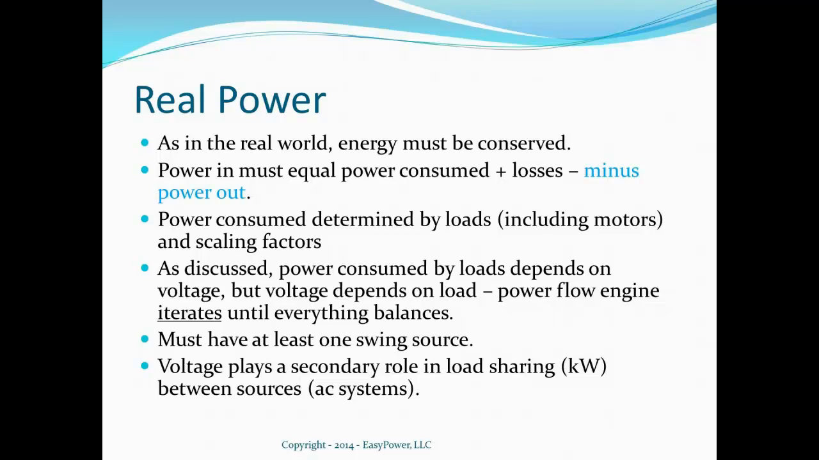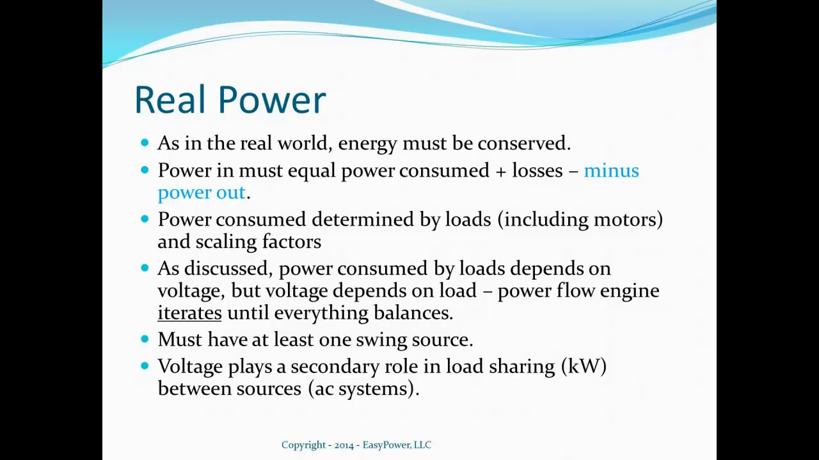All right, just as a review, in each power system, you must have at least one swing source, sometimes called a slack source. That is a source that can produce as much power as necessary to solve the power flow solution, or it could absorb as much power as necessary. So it's kind of the infinite source and sink for the power flow. If you do not have at least one swing source, you're going to get an error message from EasyPower.